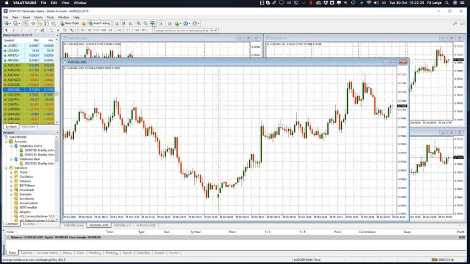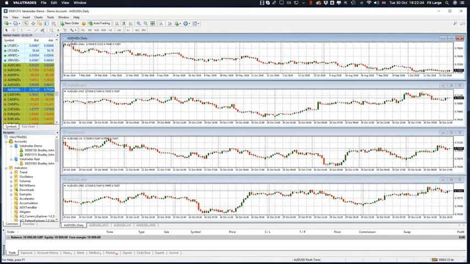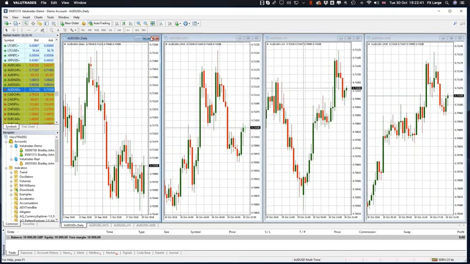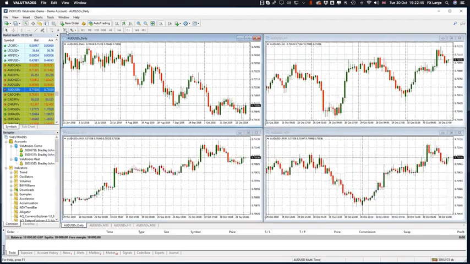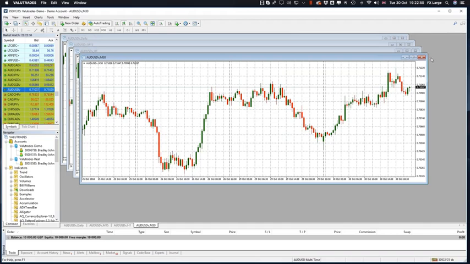To rearrange your chart, simply go back to the tile button. If you want to see different arrays, you can tile horizontally, which may not be useful. You can tile vertically, or you can simply tile the windows as you want. You can also cascade, and this is valuable if you want to get rid of a lot of charts in a short period of time. So we'll go back to tile.